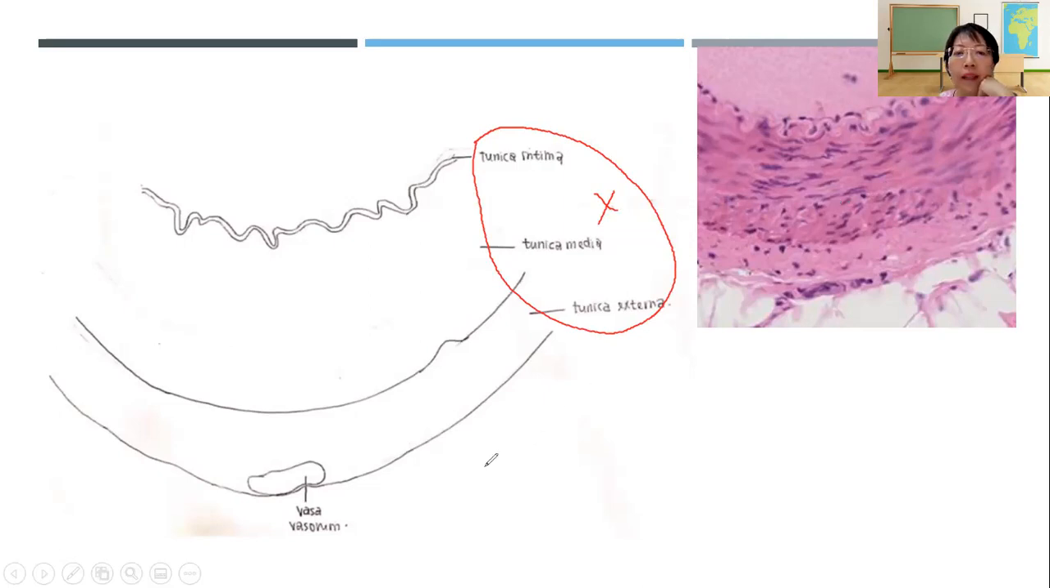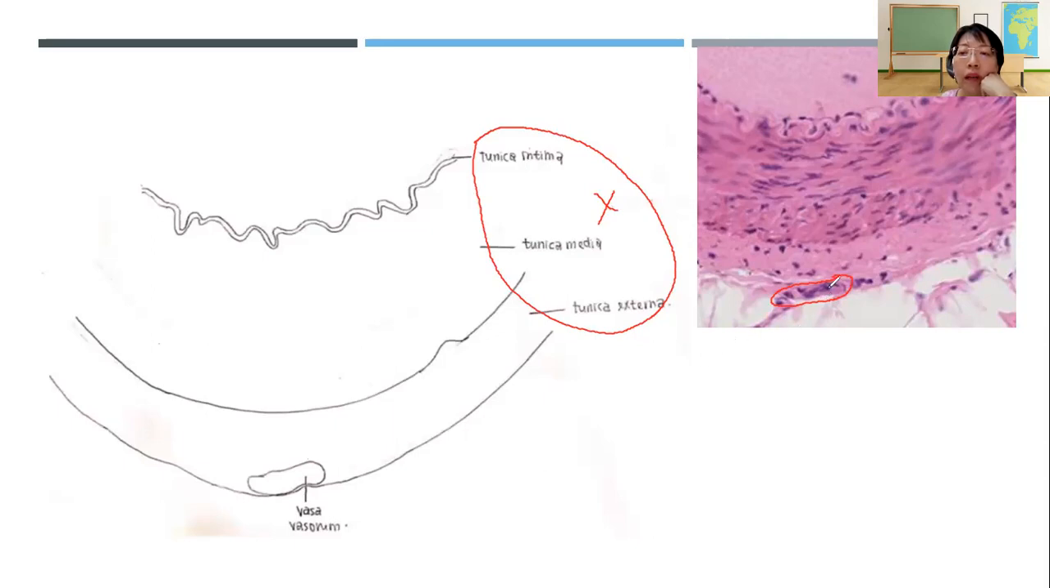And then vasa vasorum, actually, I am not sure whether this is vasa vasorum. I'm not sure. So therefore, I will not commit unless I can zoom into higher power to check. I cannot commit whether it's vasa vasorum here. Will I penalize or will I give mark? It depends. Because now I cannot see whether it's correct or wrong. I cannot tell, so I just ignore this part.